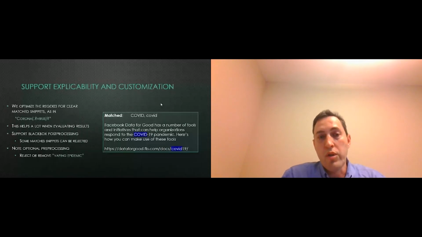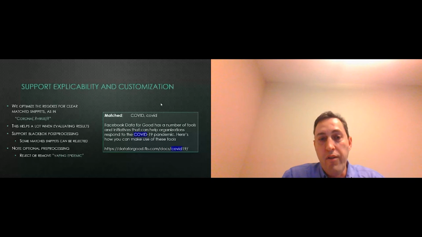And this also supports black box post-processing, where some matches, such as work from home, may be discounted, right? And you could have another layer, potentially using some additional machine learning tools. It can basically post-process and change the decisions.